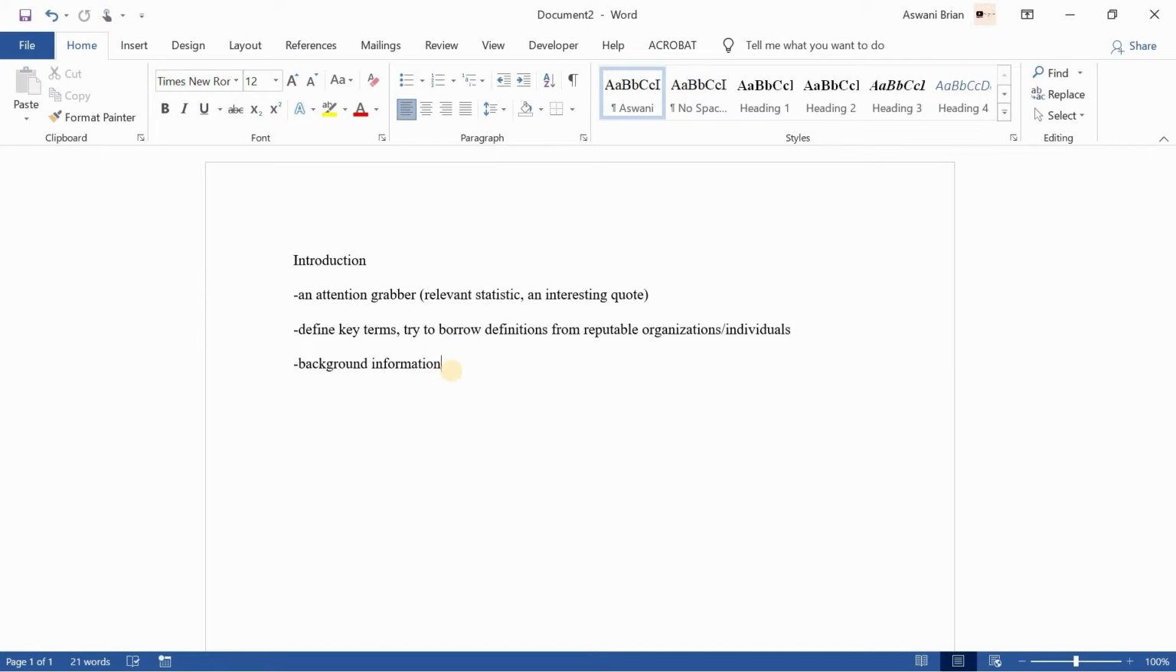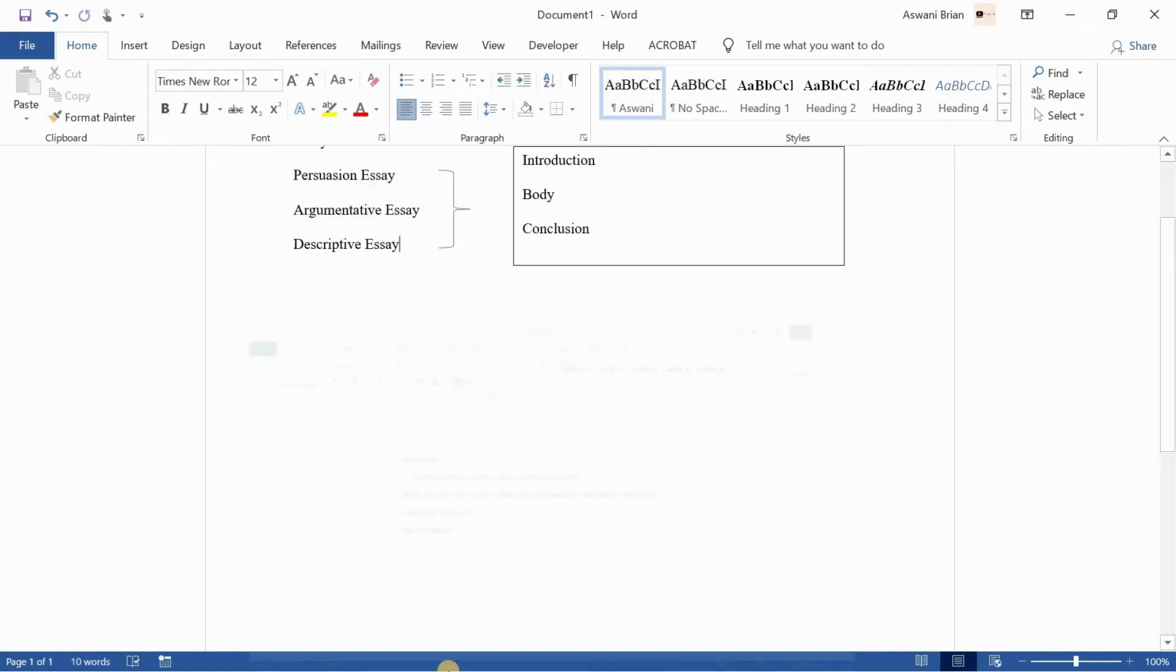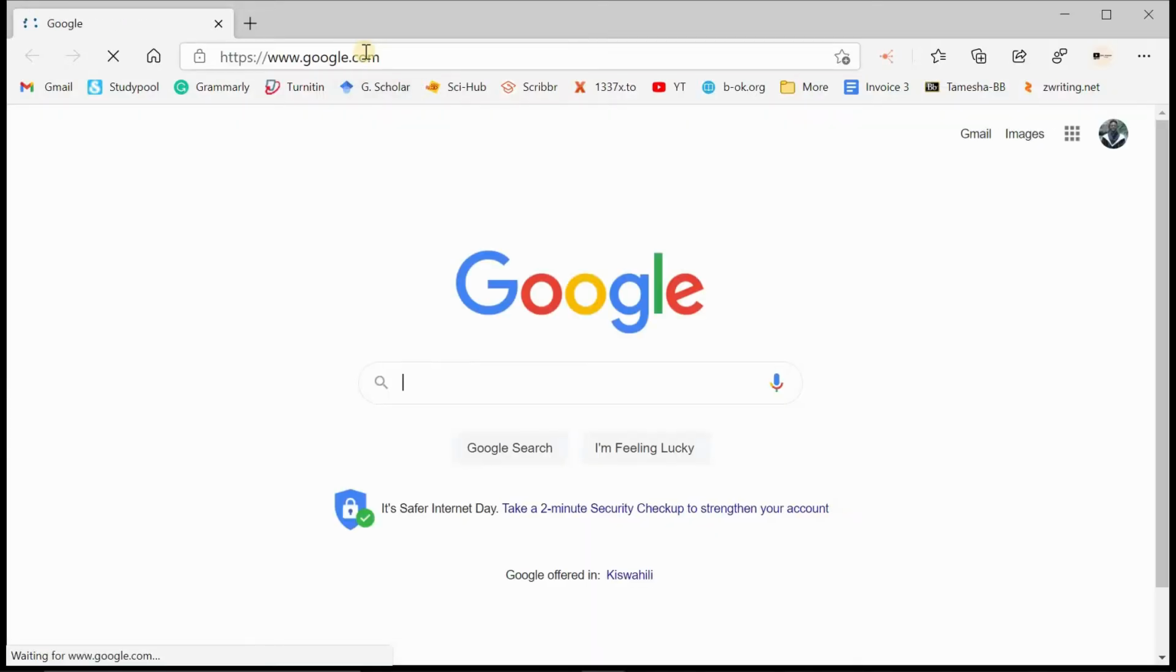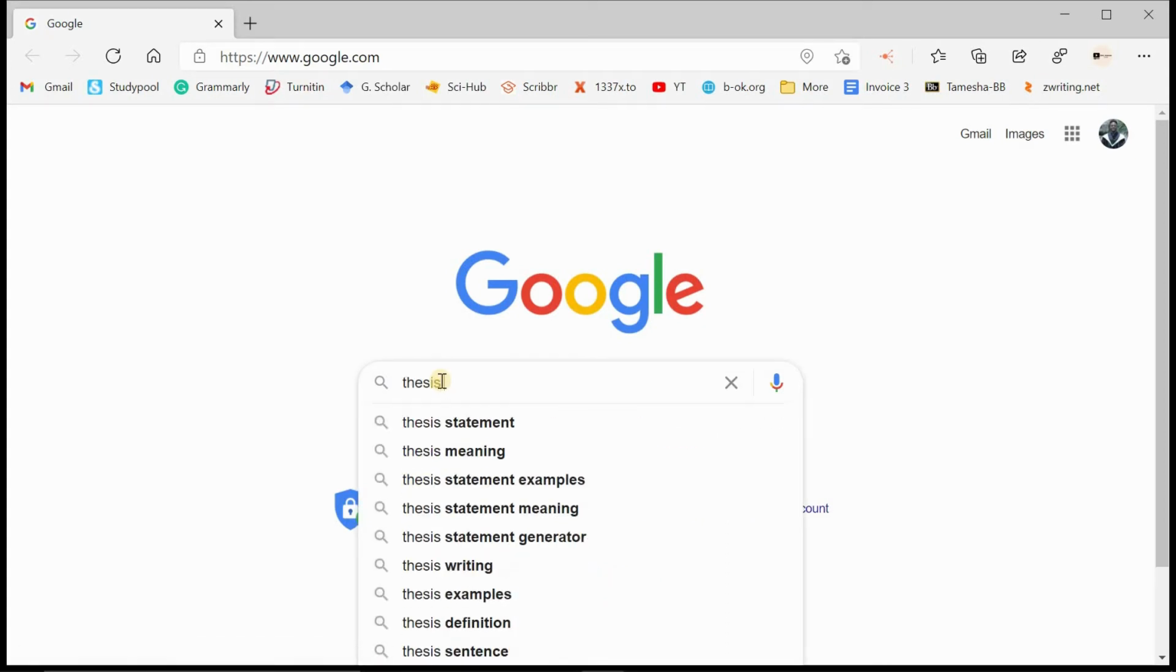And then very, very important is the last sentence of the introduction, which we call the thesis statement. The thesis statement should always be the last sentence of the introduction. A thesis statement sets out the argument. It shows your position. Let me see if I can get the definition of thesis statement online, and see what people are saying about it.